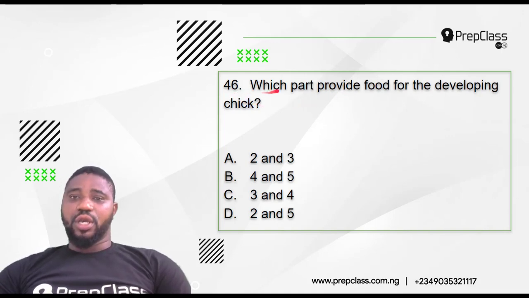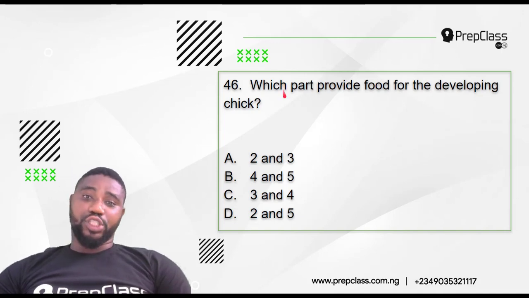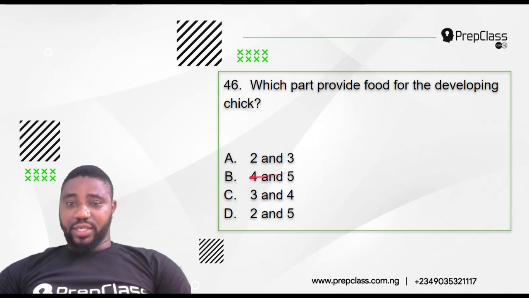Question 46 says, which parts provide food for the developing chick? You know, in the last video, they gave us the diagram for the internal structure of an egg, and they asked us to use it to answer questions 45 to 46. So 46 now says, which part provides food for the developing chick? Is it 2 and 3? Is it 4 and 5? Is it 3 and 4? Is it 2 and 5?